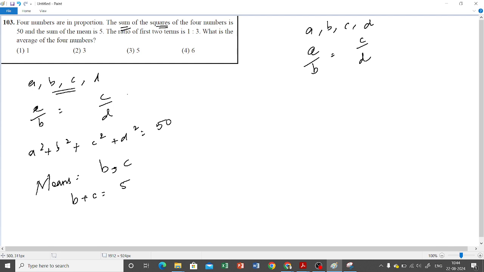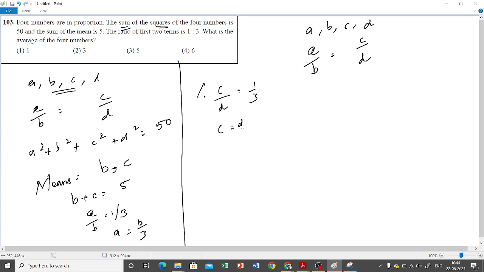ঠিক আছে। আচ্ছা, the ratio of the first two terms is 1/3, তাহলে a by b 1/3, তাহলে c by d টা কি? সেটাও 1/3। If a by b is 1/3, c by d is 1/3. So that means a is equal to b by 3, c is equal to d by 3, right? What is the average of the four numbers? That means a plus b plus c plus d divided by 4. This is what I need to find out.